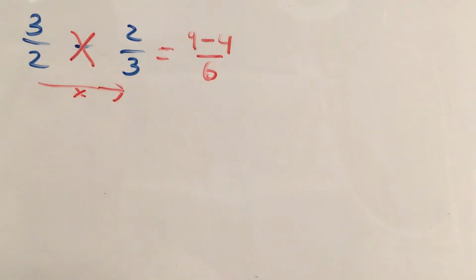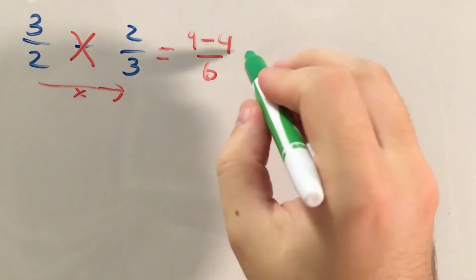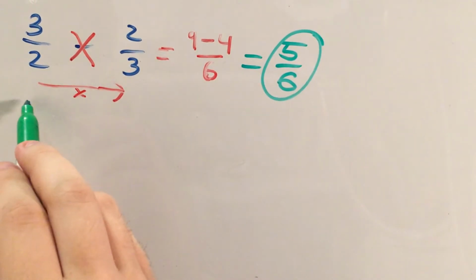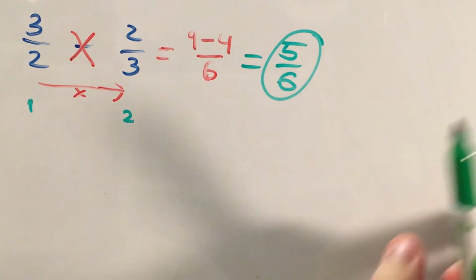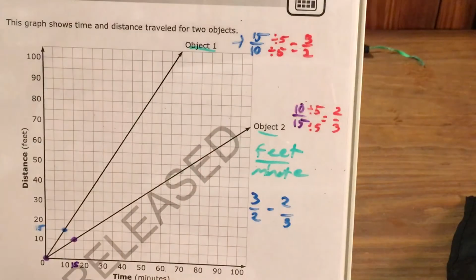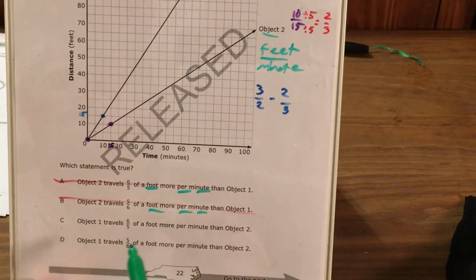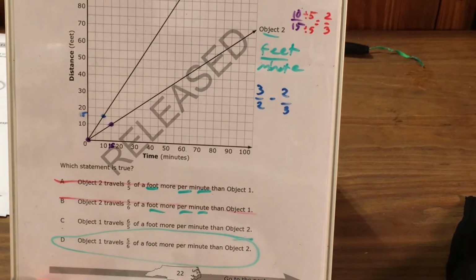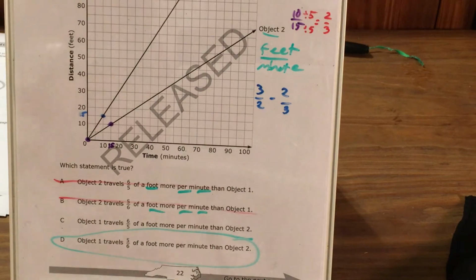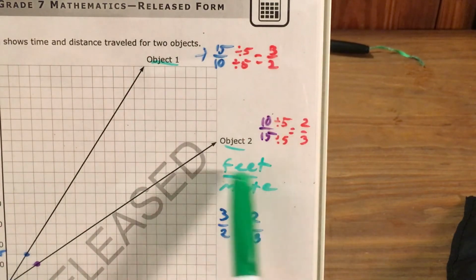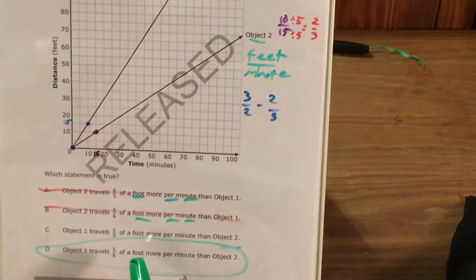That's where my cross multiplying comes in, although it's a bit different from if I were using this trick to solve a proportion. But either way, I end up with 9 minus 4, whatever that is, over 6, and that equals 5/6. So this is how much faster Object 1 is traveling than Object 2. And I need to go back to my answer choices and find the one that says Object 1 is traveling 5/6 of a foot more per minute than Object 2. So there we go. The trick with this question was thinking about the slope of each of these lines as a fraction, and then going from slope language to fraction language to do the math and find this difference.